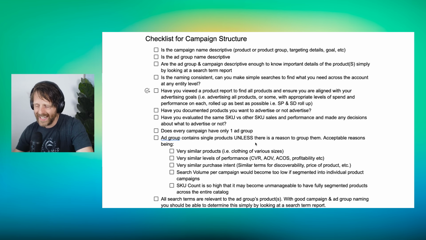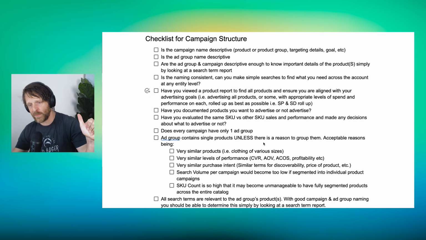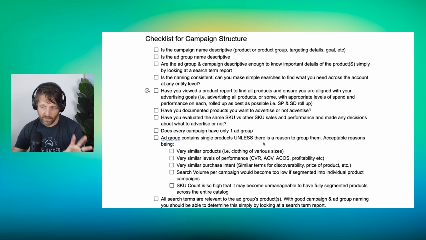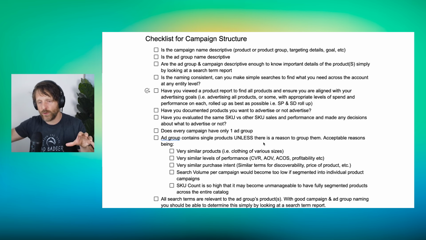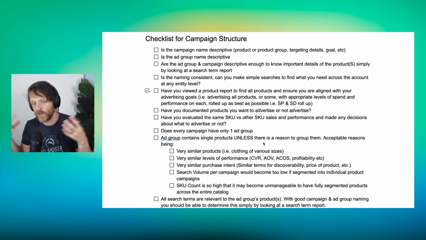Ad group contains a single product unless there is a reason to group them. Acceptable reasons being, are they very, very similar products, like clothing of various sizes? Are they very similar levels of performance, like the product has the same conversion rate, average order value, ACoS, profitability? Do the products have very similar purchase intent? Similar terms for discovery, price of product, and so on and so forth. Meaning, the search terms that are going to trigger this ad group, these products in this ad group are going to be grouped together. So you want to serve those things.